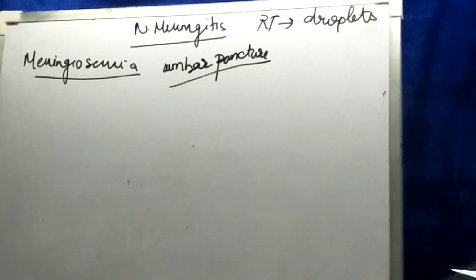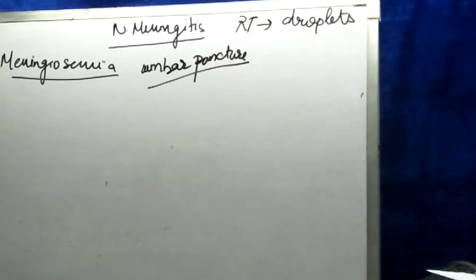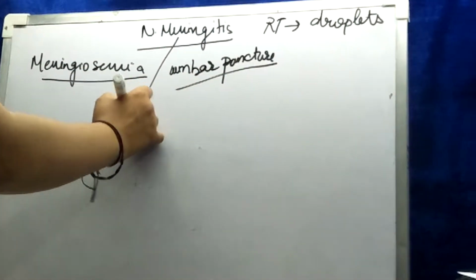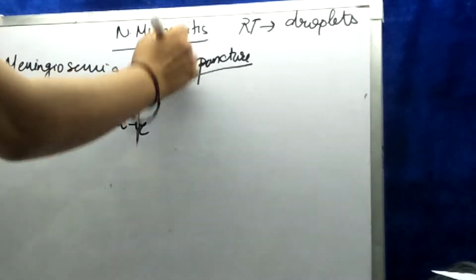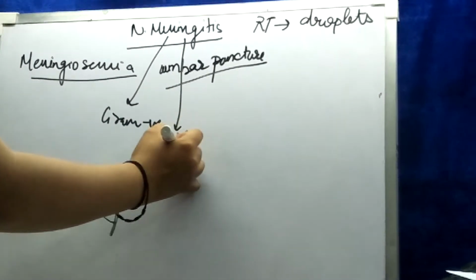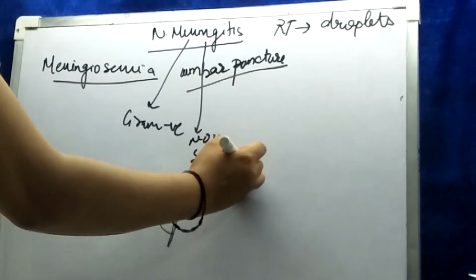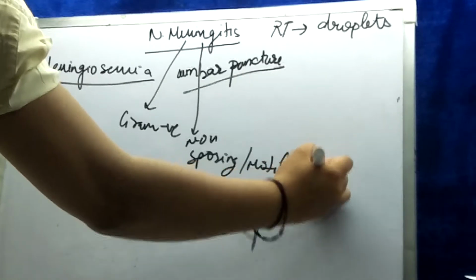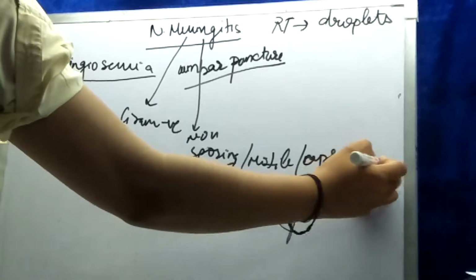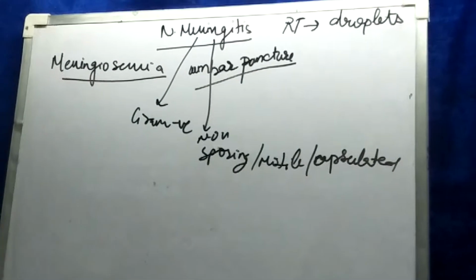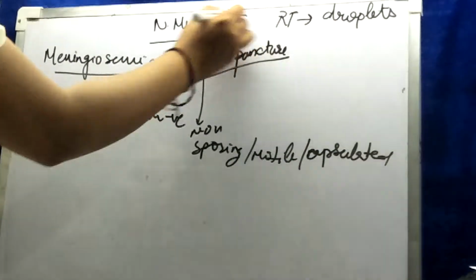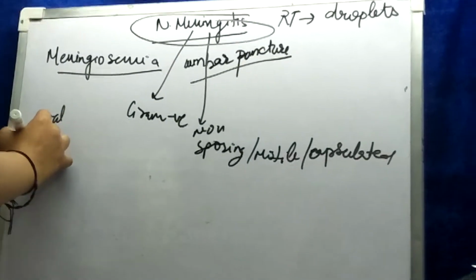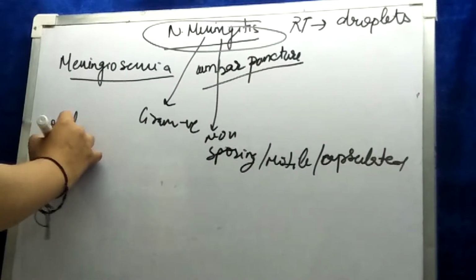First, let us talk about the morphology of N. meningitidis. With the same technique, from N it is gram negative, non-sporing, non-motile, and non-capsulated. Next, what is its shape? It is oval in shape. Oval diplococci, found in pairs, and spherical.